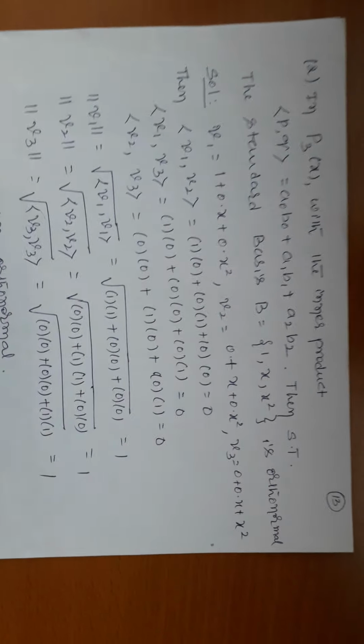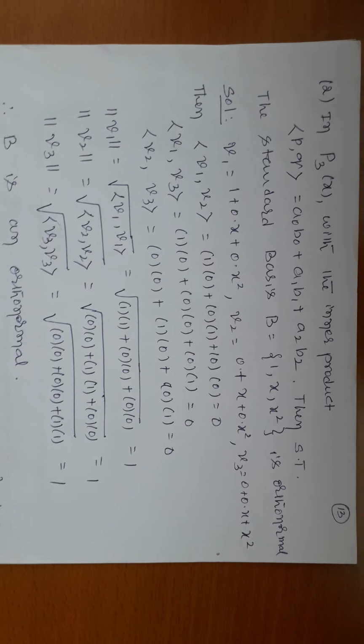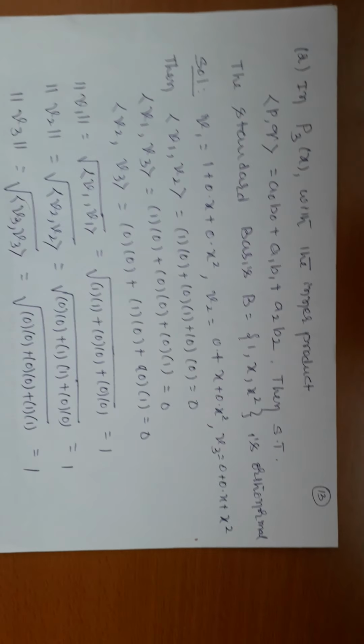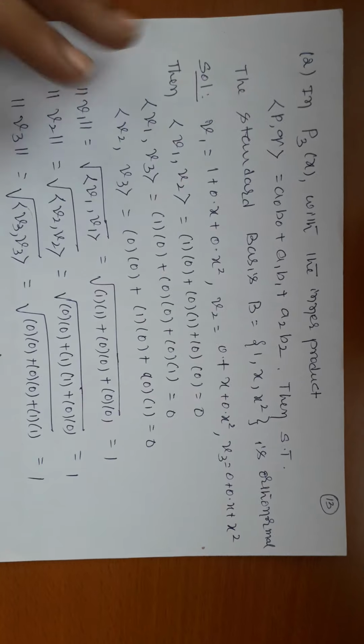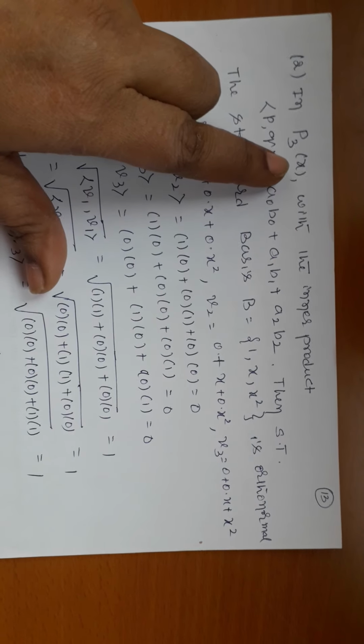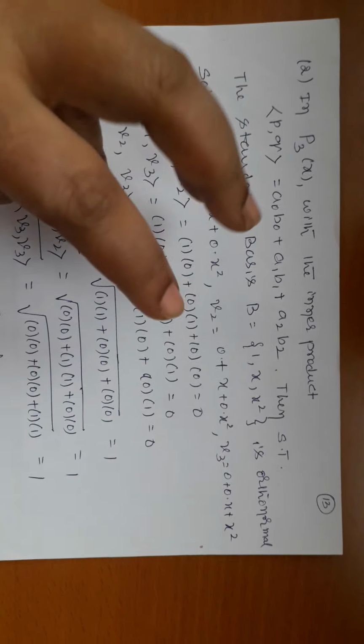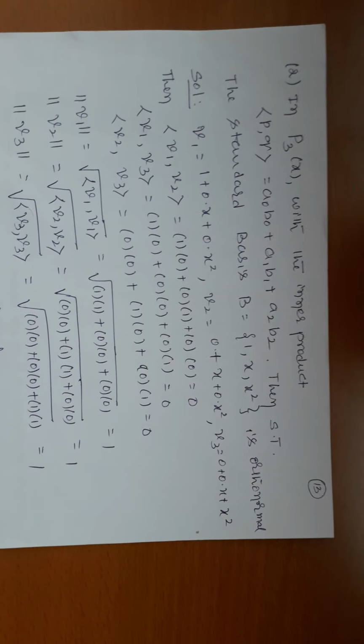It's not given in any textbook; I saw it in one of the articles. Therefore, why don't I discuss this type of problem? Now, they gave the standard basis for polynomials. P3 means polynomials of degree 2. The standard basis 1, x and x square is orthonormal.